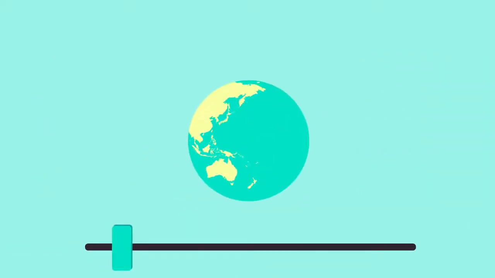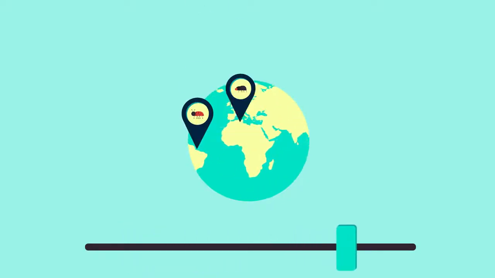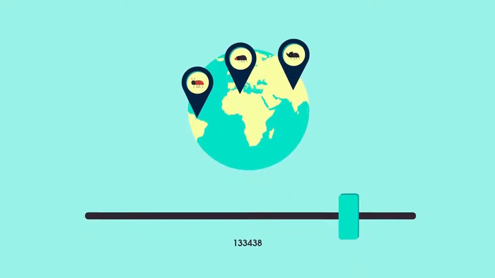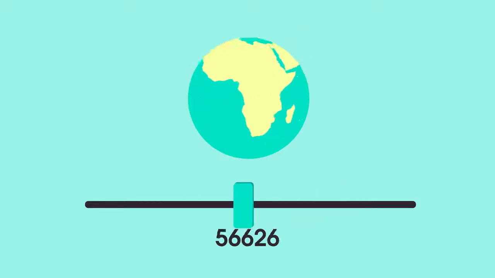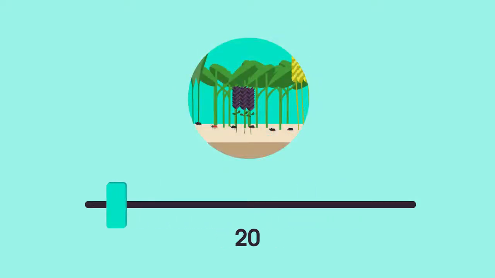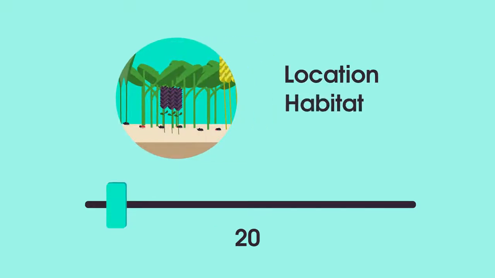For example, if you wanted to measure the biodiversity of beetles on a global scale, you would find that there are over 350,000 known species of beetle on the planet. However, if you wanted to measure the biodiversity of beetles locally, you might find only up to 10 or 20 species. The reason for this difference is that biodiversity varies greatly with the location, habitat, and species being surveyed.